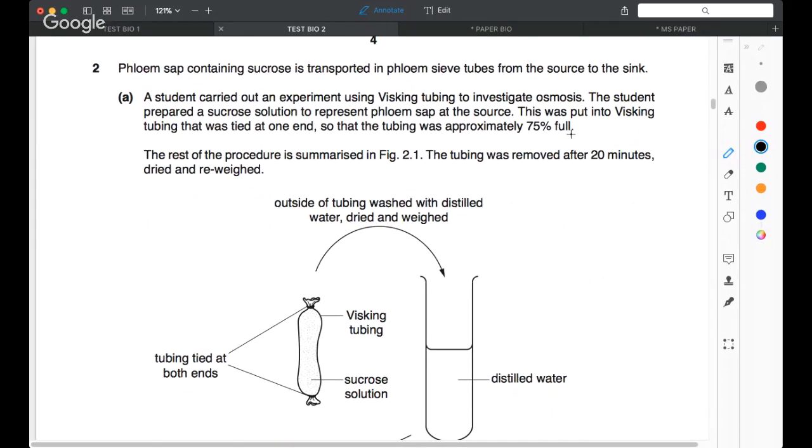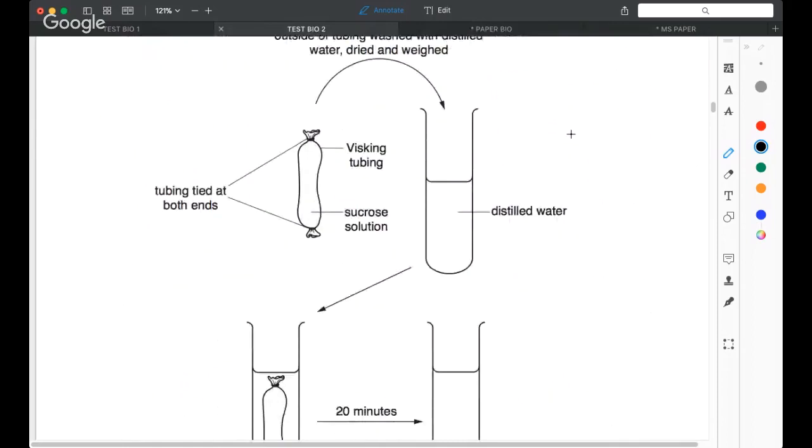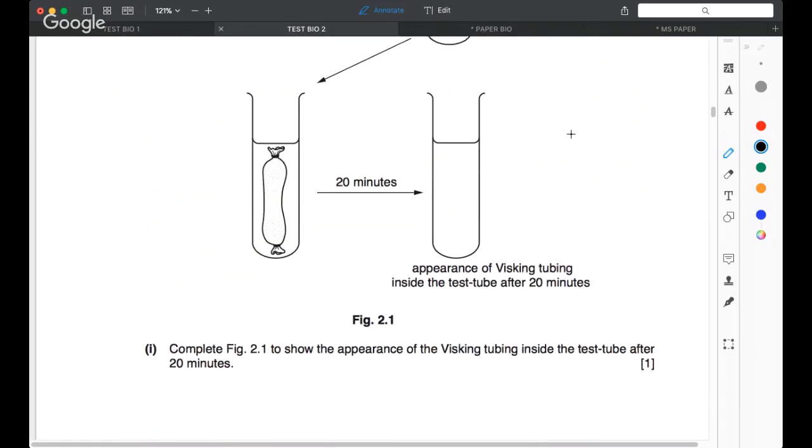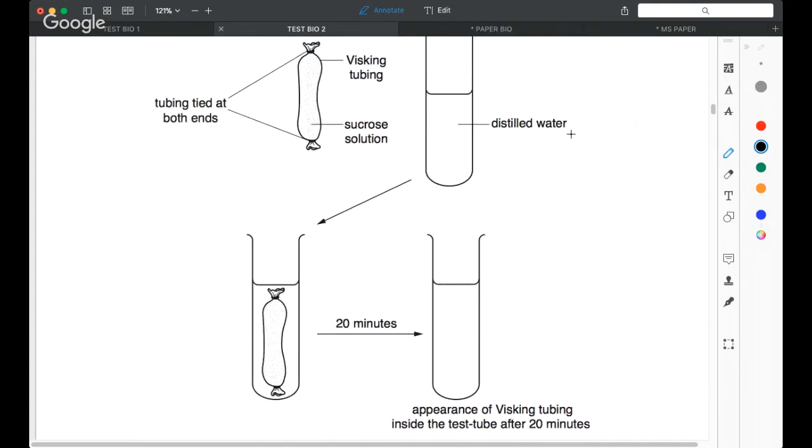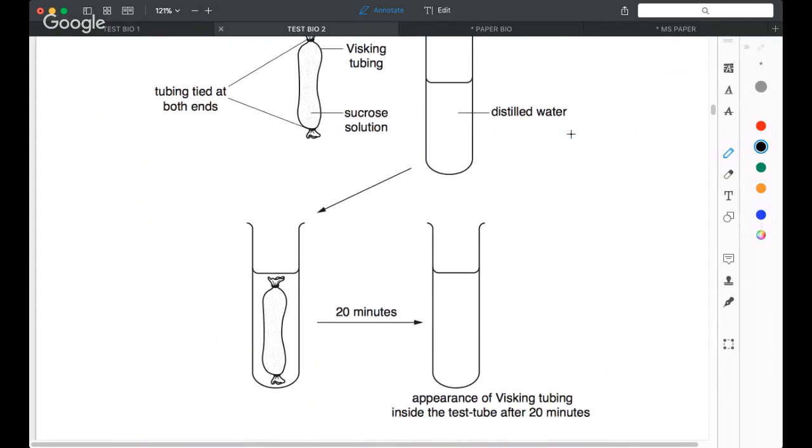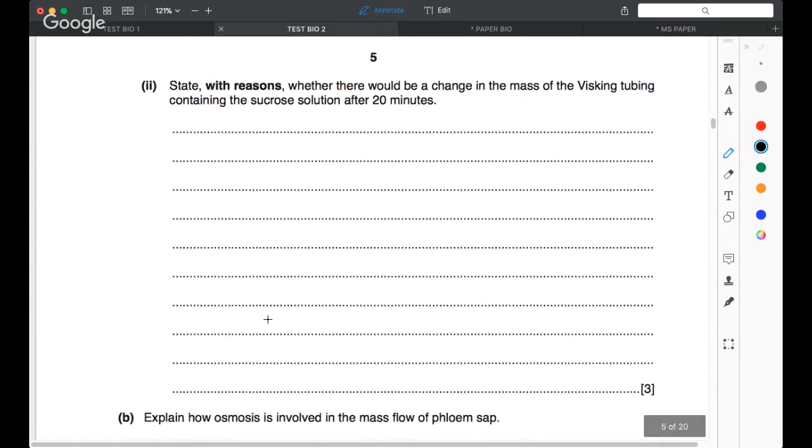Okay, more. Okay. So the viscose tubing would just be swollen. Good. Can I ask something? So sucrose can't leave this, right? The viscose tube. It's too big to get through the viscose tube. Only water can get in. Okay. So yeah, you can literally just explain. Well, there would be a mass change. Okay. It would be greater because you've got water coming into the viscose tube.